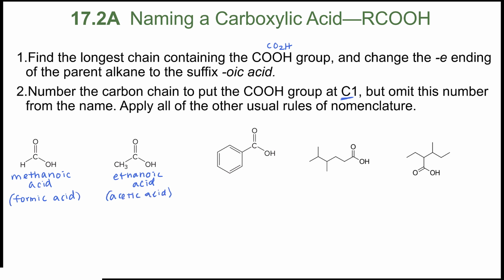If we have the carboxylic acid on a benzene ring, this is benzoic acid. And then for the longer chain, this is my carbon chain. This is at carbon 1, 6. So I have 4,5-dimethyl hexanoic acid. And I'm going to find my longest carbon chain here containing the carboxylic acid. So this will be 2-ethyl-3-methyl pentanoic acid.